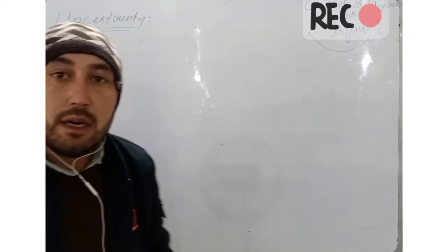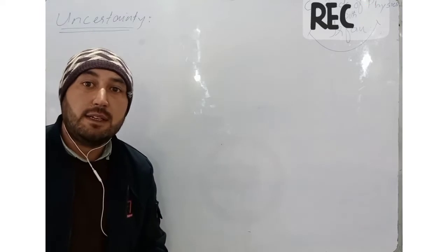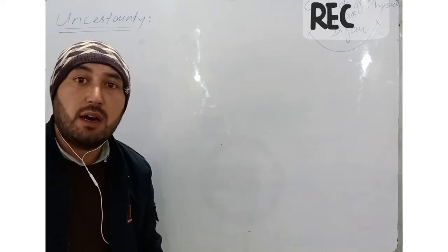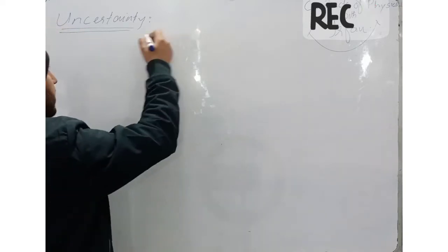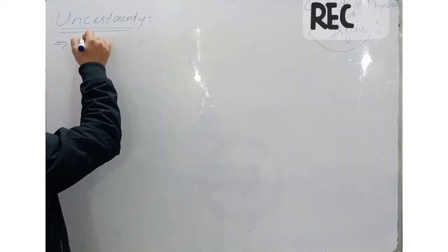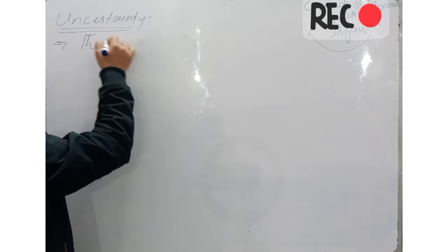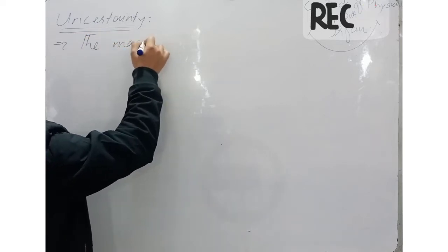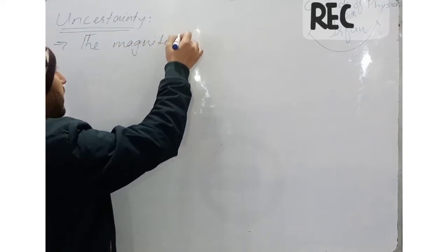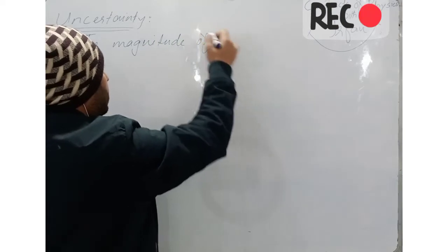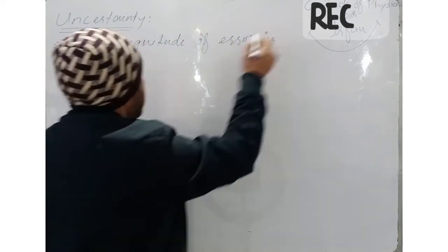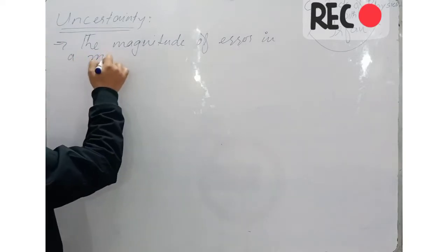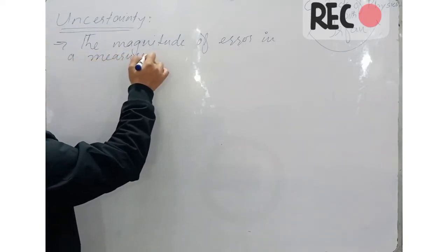Okay, so we can define uncertainty as the magnitude of doubt or error in any measurement. Right, so it is the magnitude of error in a measurement.